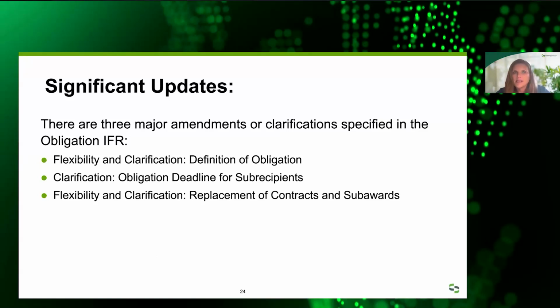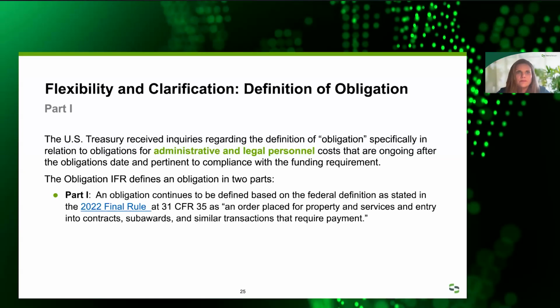The significant updates, there were 3 major amendments that have happened. One was the flexibility and clarification around the definition of obligation. The second was the clarification of the obligation in respect to the subrecipients. And then 3, the flexibility and clarification around the replacements of contracts and subawards.